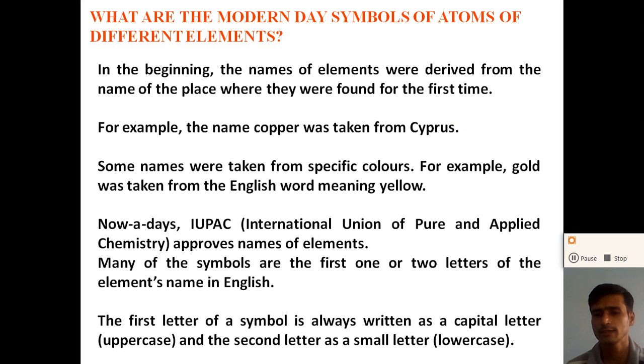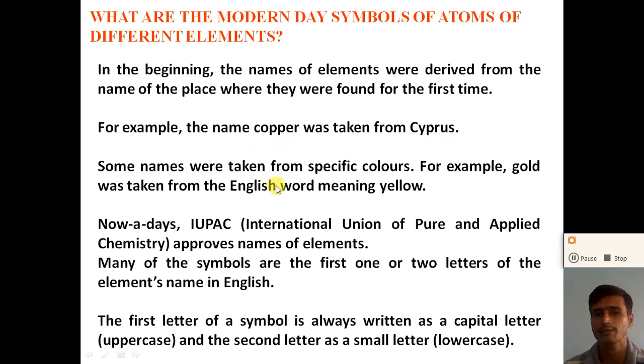Previously Dalton gave symbols for some elements, but as time went on, new elements were found, and it is difficult to give a symbol for each and every element. So in the beginning, the names of elements were derived from the name of the place where they were found for the first time, right? For example, copper was found in Cyprus, so the name copper was taken from Cyprus.